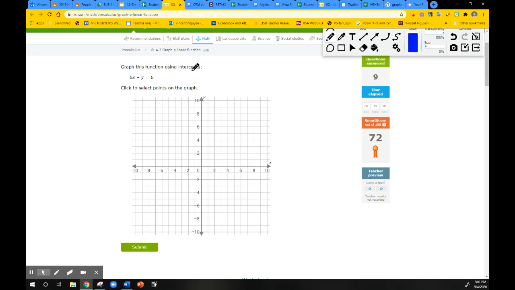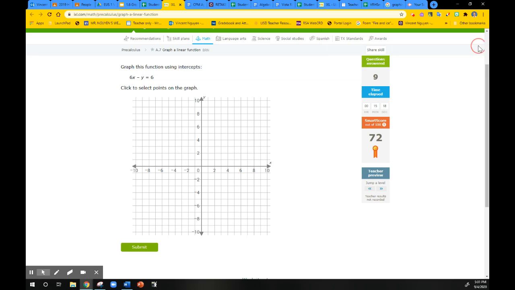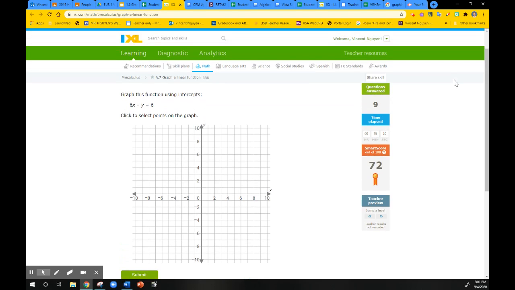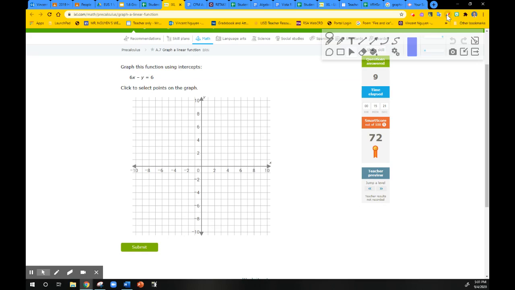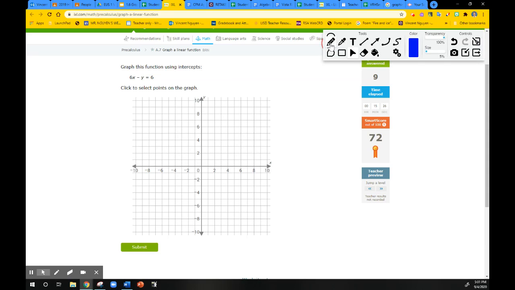To do this, we do an x-intercept and a y-intercept, right? So first thing we do is find the x-intercept. To find the x-intercept, oh, I don't know why this is not working for me anymore. What is going on with my pen? Okay, let me close this out and restart. WebPaint sometimes acts up. All right, let's restart. Erase everything and let's redraw this.